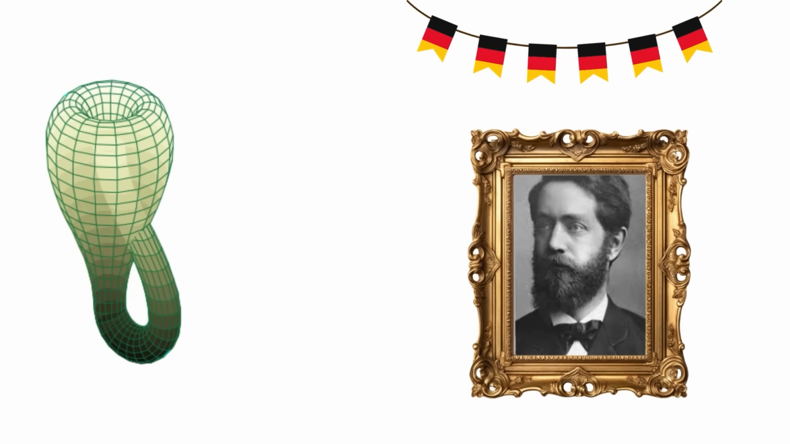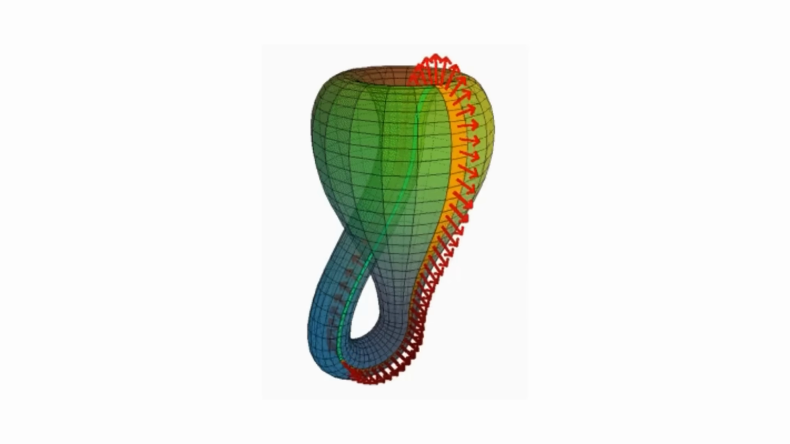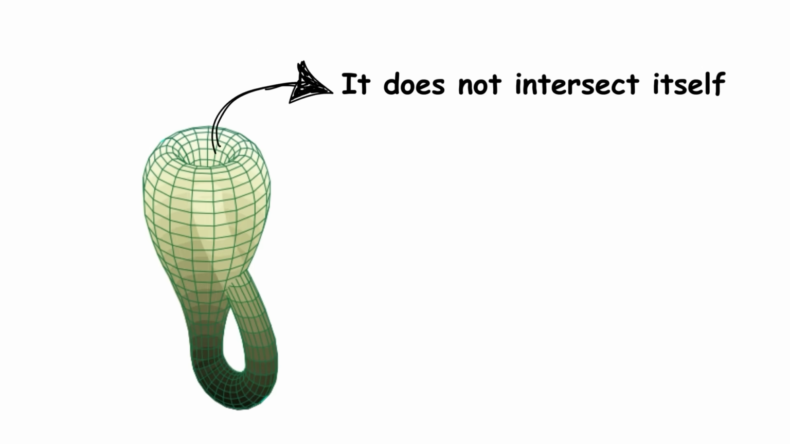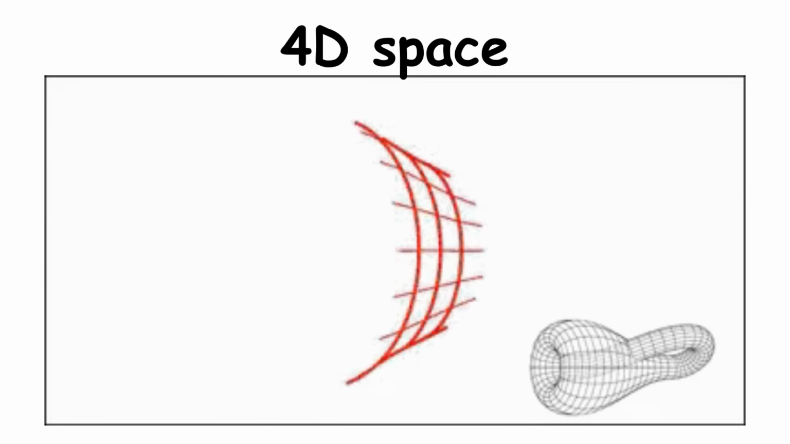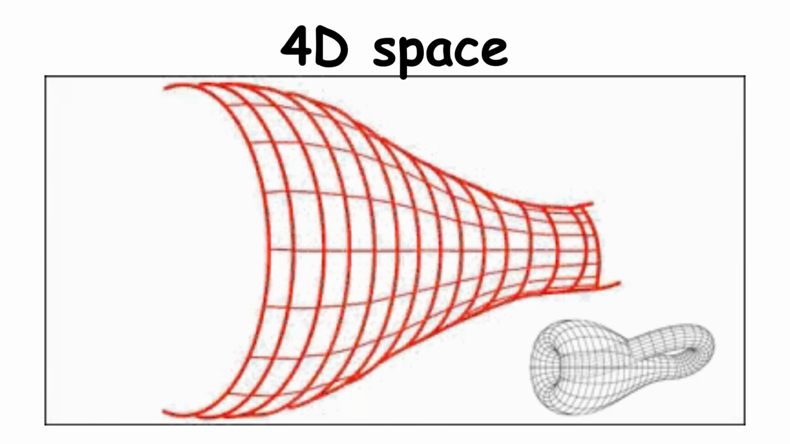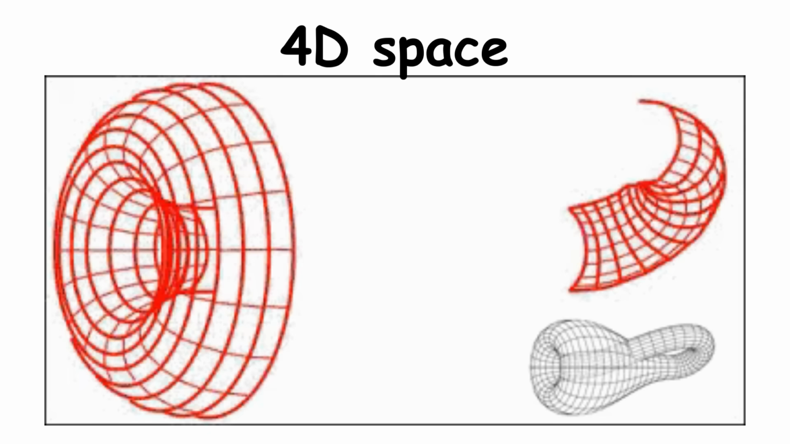The Klein bottle, named after German mathematician Felix Christian Klein, is another example of a non-orientable surface. However, it has no boundary, meaning there are no points where the surface abruptly stops. It does not intersect itself, though it often seems to in visualizations due to the limitations of 3D space. In 4D space, it is easily constructed from the Möbius strip. Just take two copies of the Möbius strip and glue their edges together.